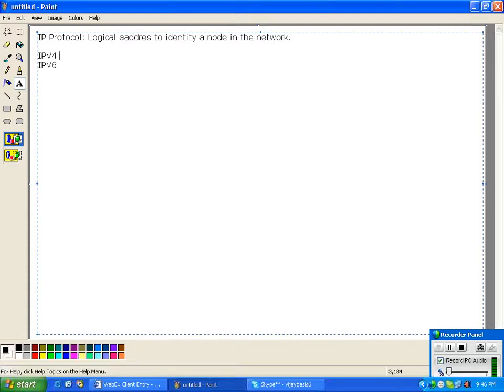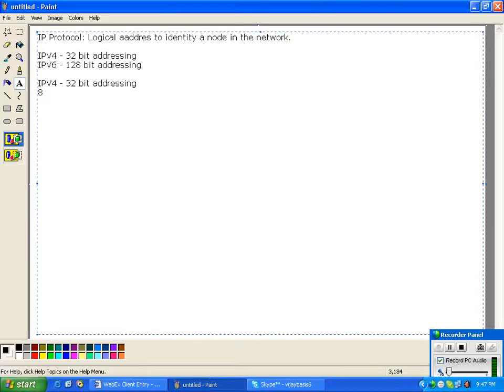There are two versions, IP version 4 and IP version 6. IP version 4 is what we call 32-bit addressing. IP version 6 is 128-bit addressing, meaning the length of the bits. IP version 6 is not yet implemented on the internet, but our operating systems support it. Solaris, Linux, Windows, all the operating systems will support IP version 6. Let us discuss IP version 4. It's 32-bit addressing, as I told you.